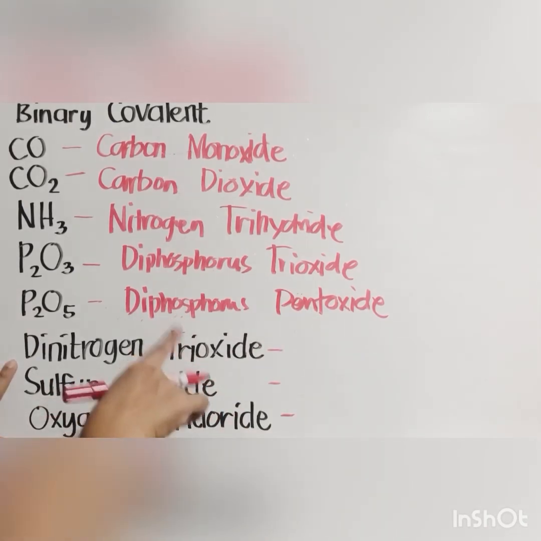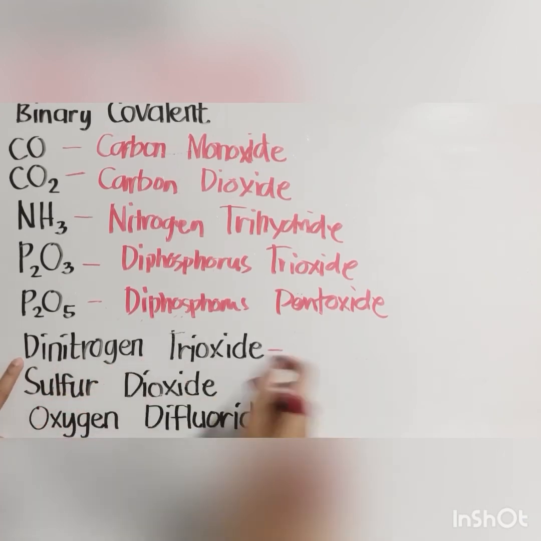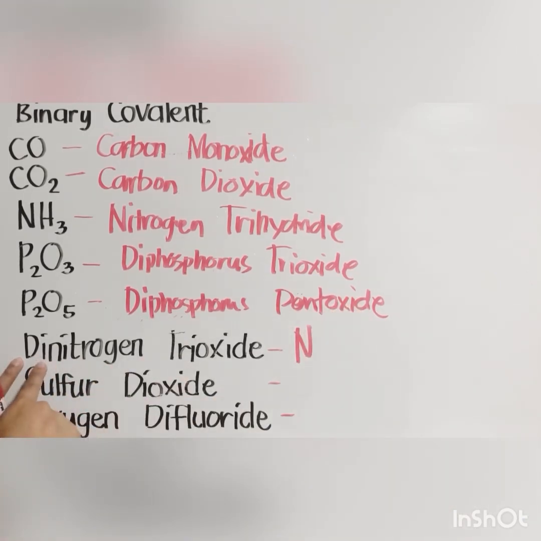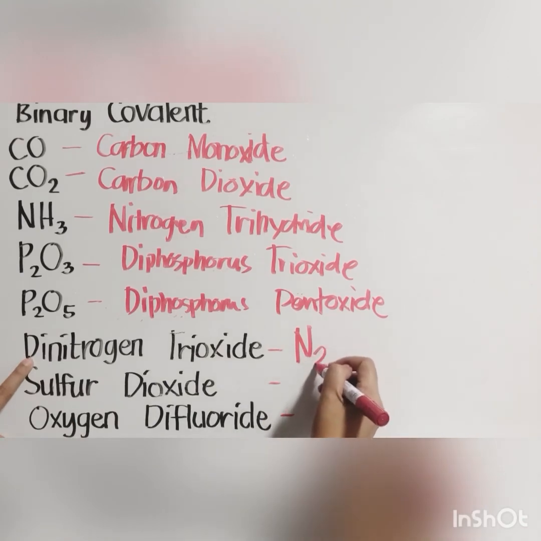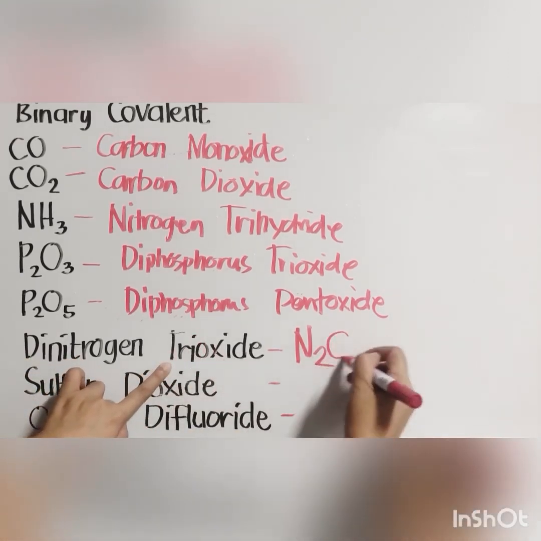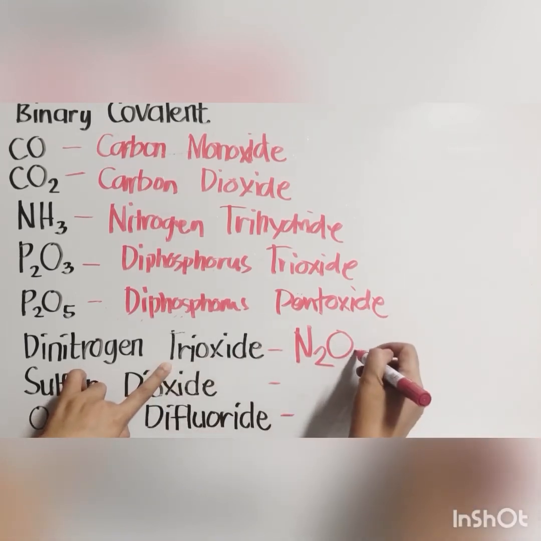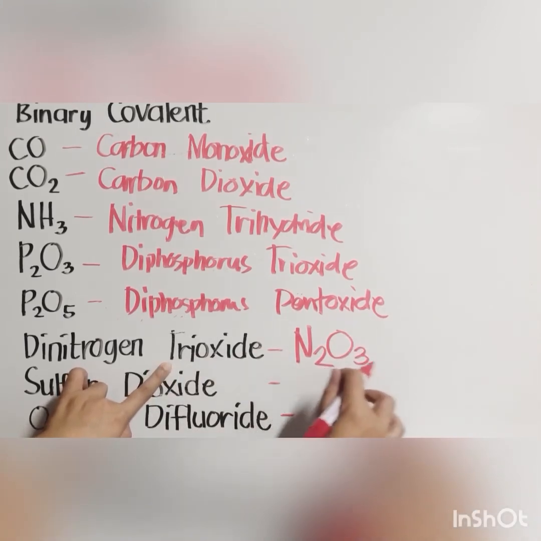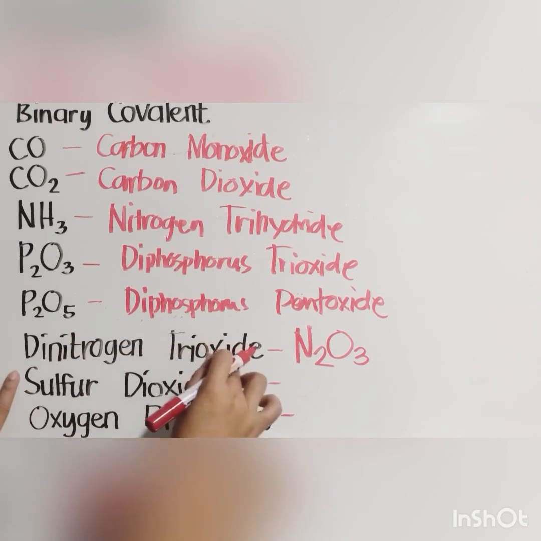So for example, chemical names are given. How would you write chemical formulas? Pay attention to prefixes. What element is this? Nitrogen. How many nitrogen? Di. Di means 2. This is trioxide. Oxygen. How many? Tri, or 3. So you have 3. So N2O3 for dinitrogen trioxide.